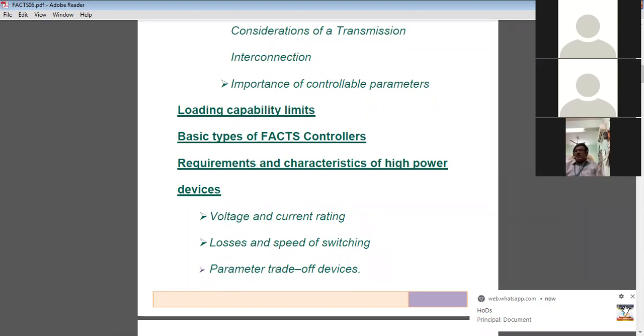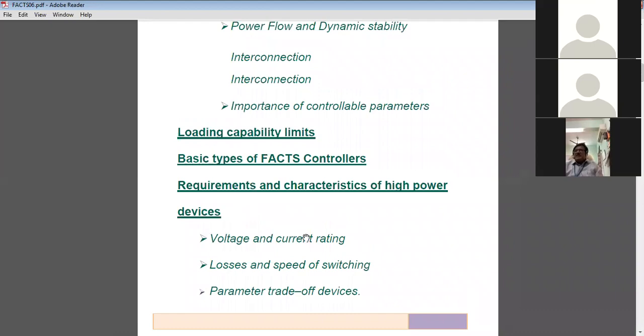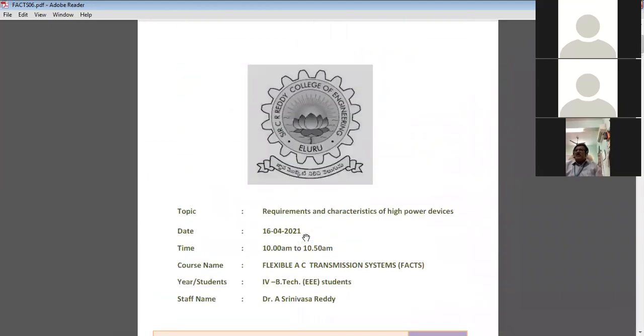Snubber circuit and the cost of that equipment, because the overall FACTS controller cost depends on the switching device cost. So again, when you consider switching losses and speed of switching, everything matters once the cost of these switching devices is concerned. So this is about the requirement and characteristics of high power devices. And along with the thyristor, we use GTO in some cases.